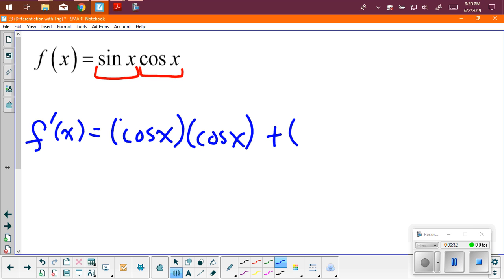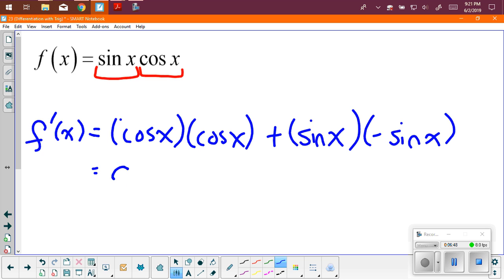Plus, we leave the first alone, sine x. What's the derivative of cosine? It is negative sine x. Okay, now let's do some tidying. So cos of x twice there, that's cos squared of x. And now let's subtract sine times sine is sine squared x.